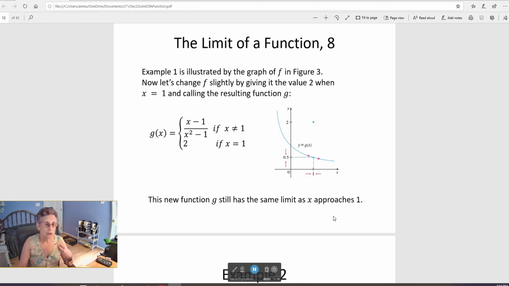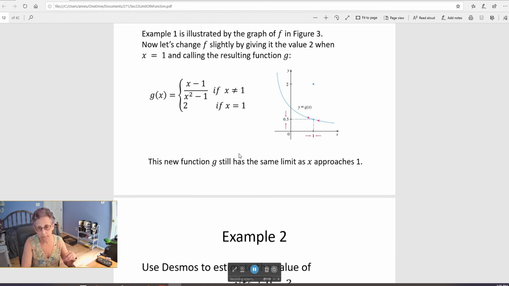So you could create a new function, we'll name it g, that looks exactly like f, (x minus 1) over (x squared minus 1), except at the point when x is equal to 1, and when x is equal to 1, g of x is equal to 2. So it jumps right up here. This function is defined when x is equal to 1, whereas f was not defined when x is equal to 1. But they have the exact same limit as x approaches 1.